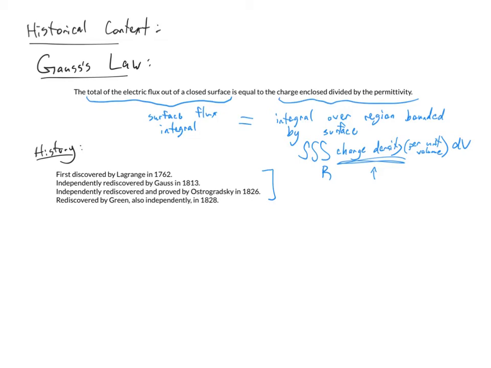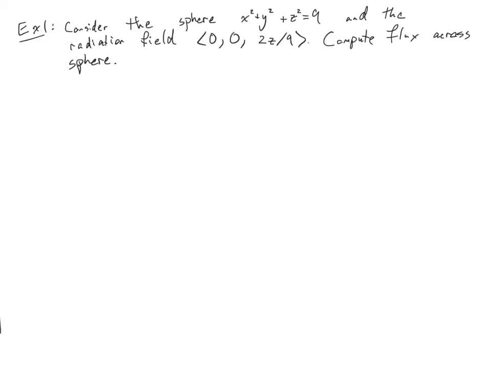Let's look at some examples. So let's first start with an example that we considered last time. So we took the sphere, x squared plus y squared plus z squared equals 9, so sphere of radius 3, and the radiation field 0, 0, 2z over 9. And we computed the flux across the sphere by parametrizing the sphere and doing some work. But we now know that the sphere is a closed surface, and it bounds a ball. So let's treat the problem that way.